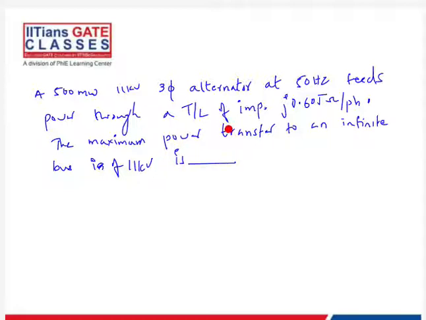So they are asking you to find the maximum power transfer to an infinite bus. You are given a 500 MVA, 11 kV three-phase alternator operating at 50 hertz. So you are given the power rating of the generator, the voltage of the generator, the voltage of this second generator, and the impedance. So if you are given these, how do you calculate the steady-state stability limit? Can you try this question?